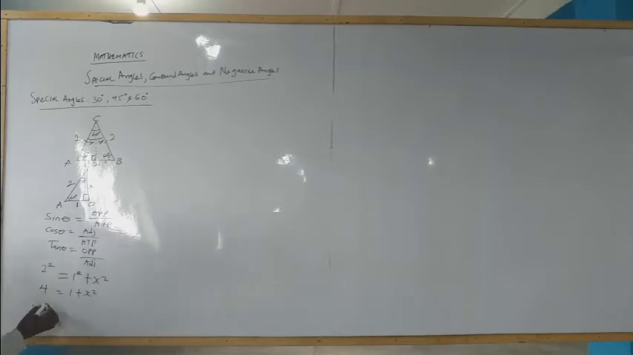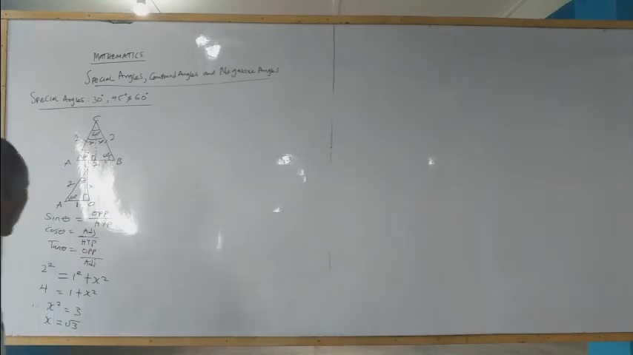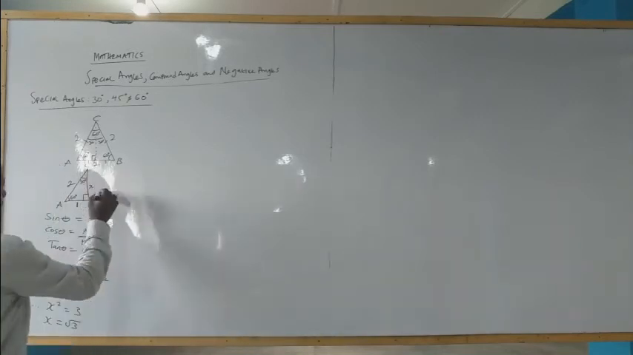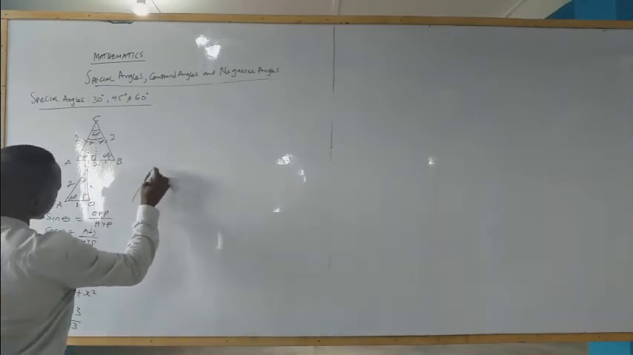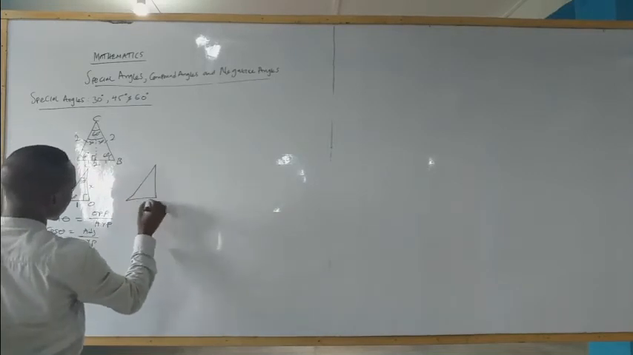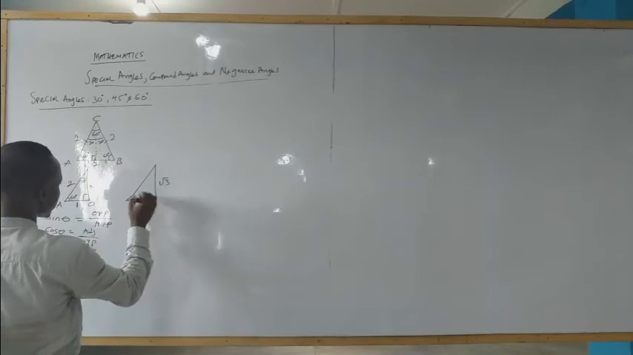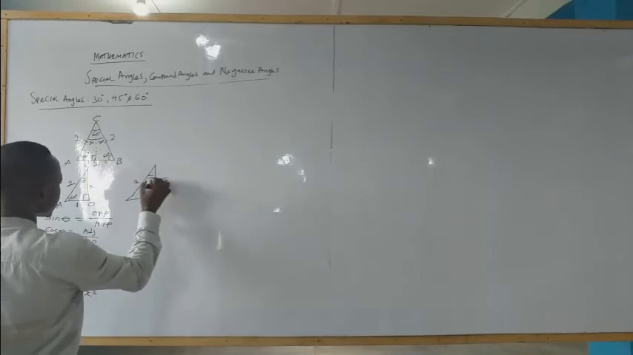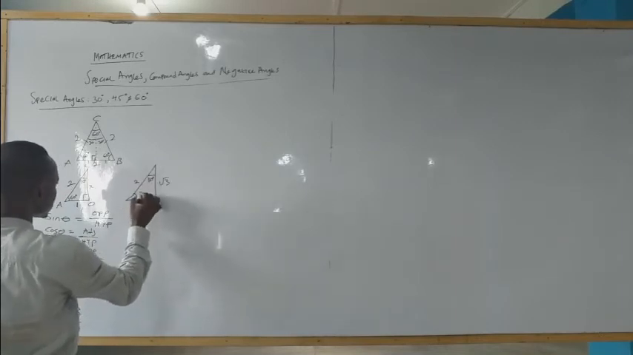Therefore, x squared is equal to, when 1 goes across, 3. So x is equal to the square root of 3. You can replace it. x is the square root of 3, and this one is 1, 2, 30 degrees, and 60 degrees.